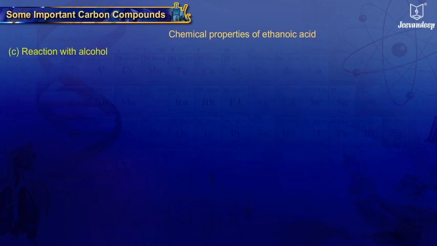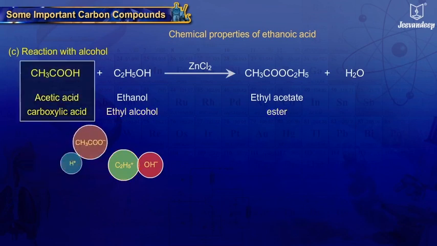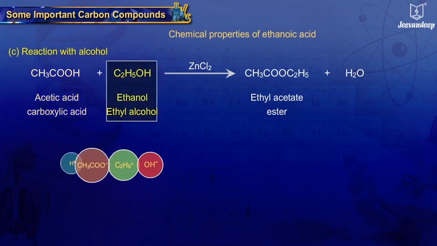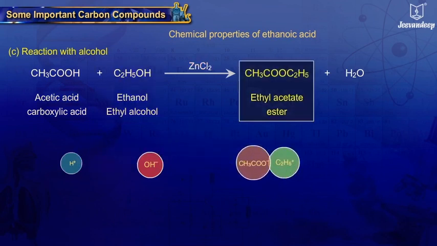C. Reaction with alcohol. Carboxylic acids react with alcohols, giving esters. Ethanoic acid, that is acetic acid, reacts with ethanol, that is ethyl alcohol, in presence of zinc chloride, ZnCl2, forming ethyl ethanoate, that is ethyl acetate, an ester.